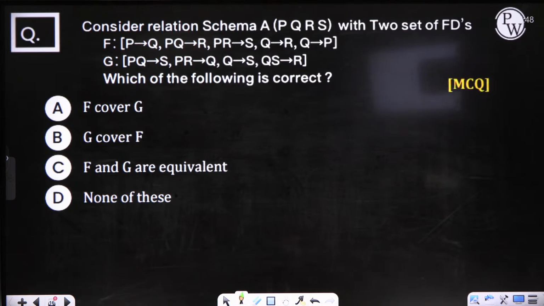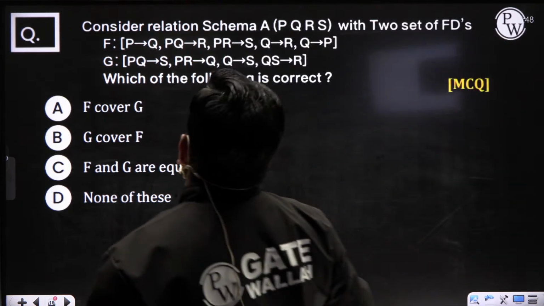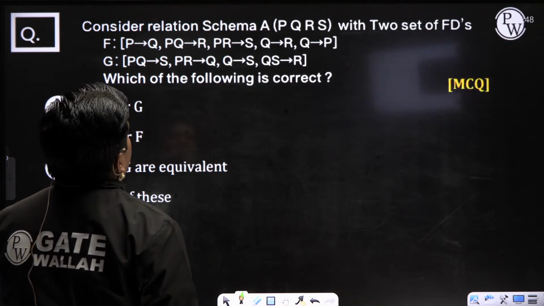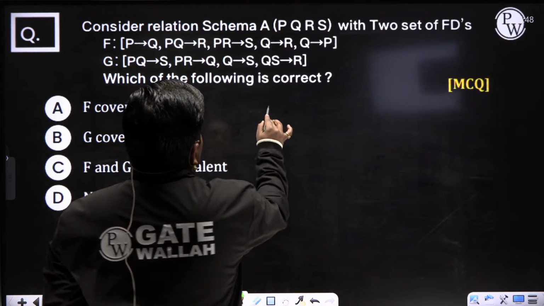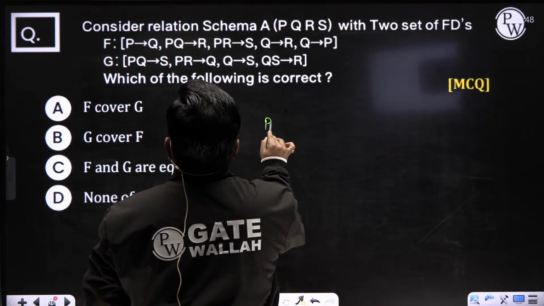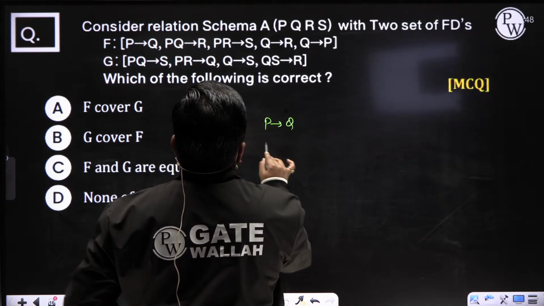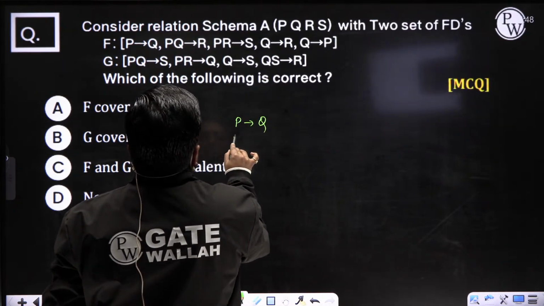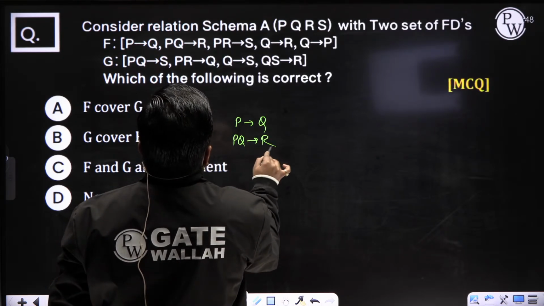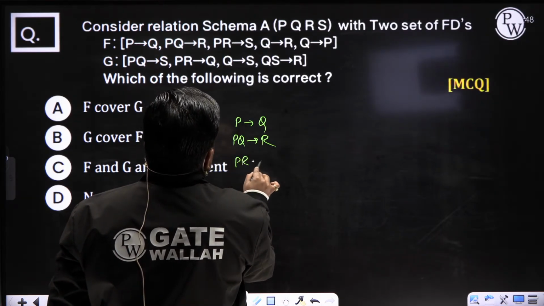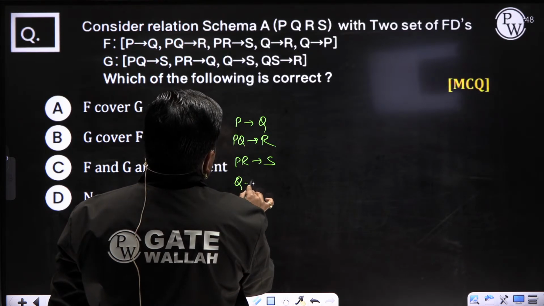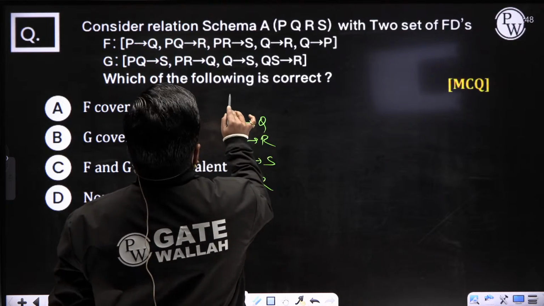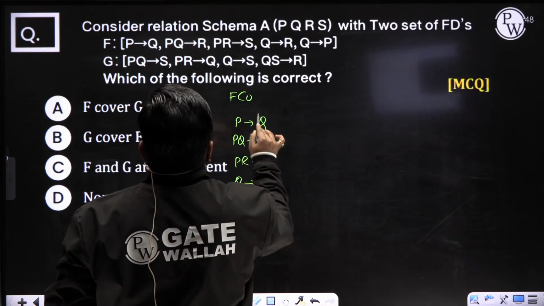Tell me what is the right answer for this one. It is asking: consider relational schema PQRS with two sets of FDs. FD set is given. P tends to Q, PQ tends to R, PR tends to S, Q tends to R, and Q tends to P. Here FD set. So how do we check?